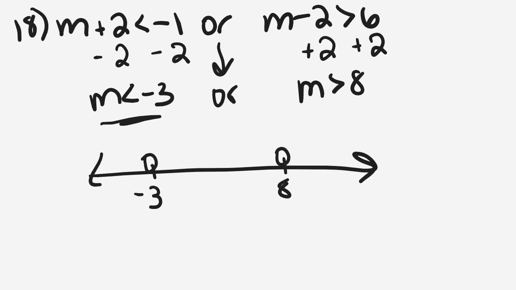Both of those are open circles because neither one includes the number. It doesn't have the little line on the bottom. And let's see, we want all the m's less than -3, so that way, and all the m's greater than 8, so that way.